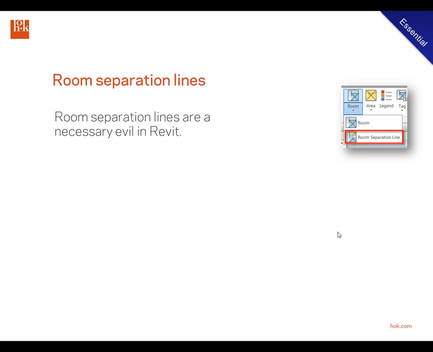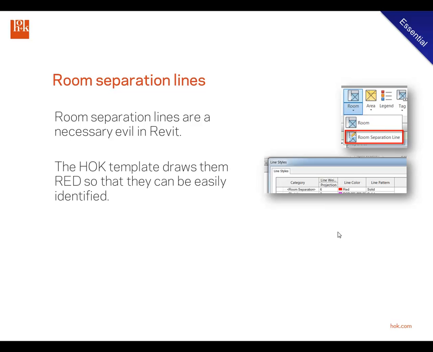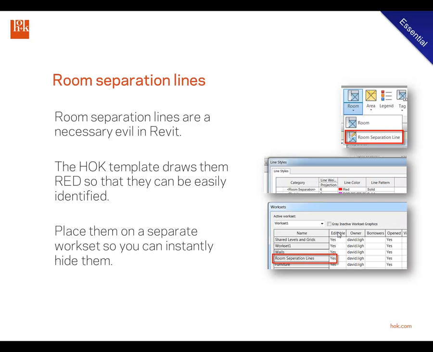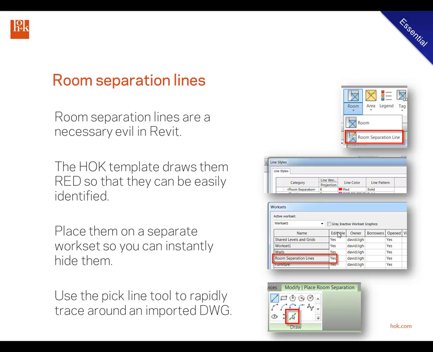Although you may have a plan where you don't actually have any external walls, so then again room separation lines can be really valuable for placing down and using as boundaries to close rooms. By default, the HOK template draws room separation lines red. That means that you can easily identify them. I would certainly suggest placing room separation lines on a separate work set. Think of it like a separate layer so we can instantaneously hide them or turn them off.